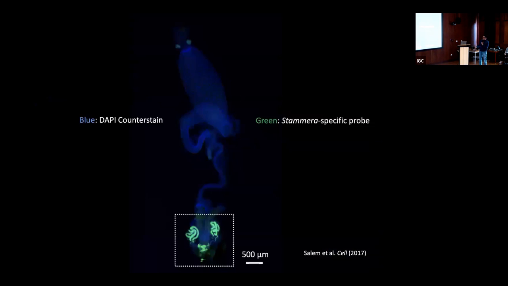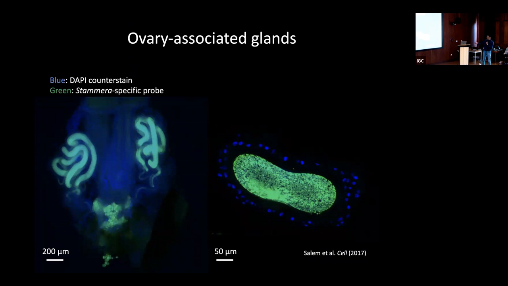If we take a closer look at these organs associated with the ovaries, the same pattern holds. Stammera is extracellularly localized and becomes partitioned as it exits these accessory glands towards the ovaries. And what you see here is that there are sphere-like structures that are building up in the ovaries, especially when this beetle is about to lay eggs. And this is extremely relevant when we consider the vertical propagation of Stammera from one generation to the next.